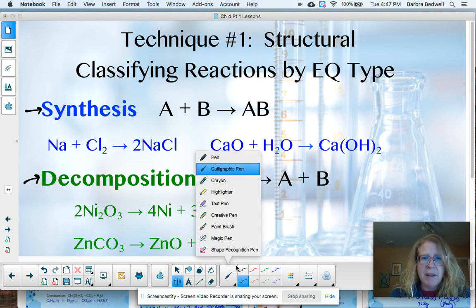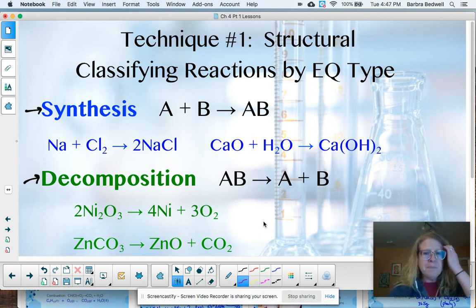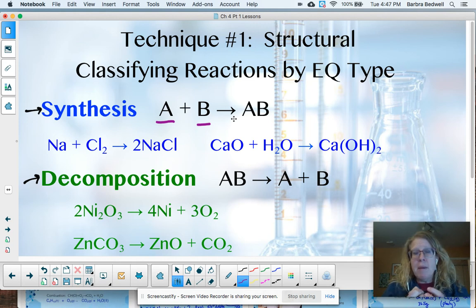I'm going to switch my pen here to give me something a little more functional. A synthesis reaction is exactly what it sounds like. You're synthesizing. You're taking two relatively simple reactants and combining them to make a more complicated product, a more complicated compound of some sort. The simplest version would be element plus element makes compound. That's the very simplest type of synthesis reaction.